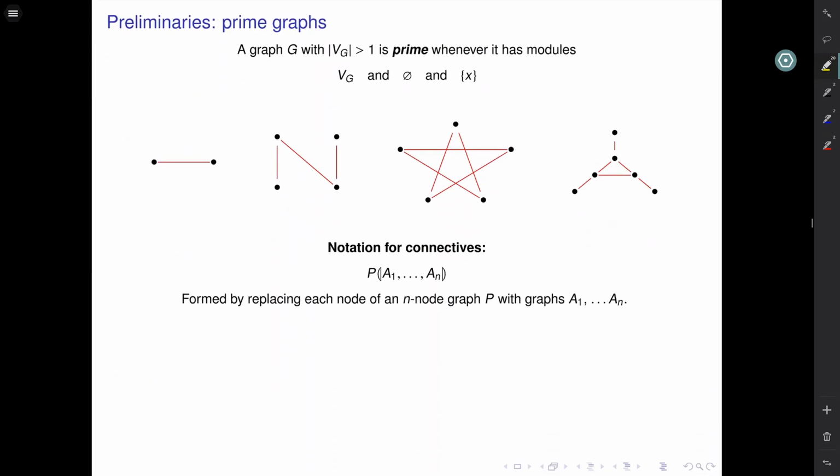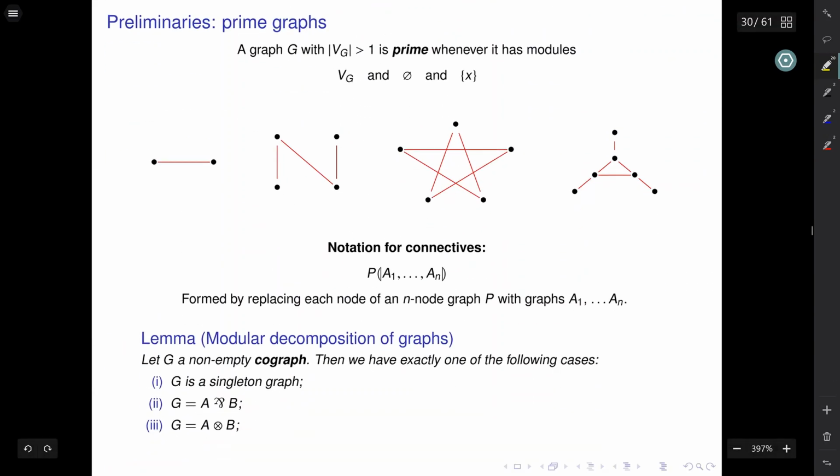We're going to use a bit of notation here. This kind of bracket that we're going to use will denote an operator which is essentially one of these prime graphs, say P is perhaps the N shape, where a number of graphs, say A1 to AN, replace each of the nodes inside the graph. So this is our n-ary connectives formed from prime graphs, or graphs in general, in fact.